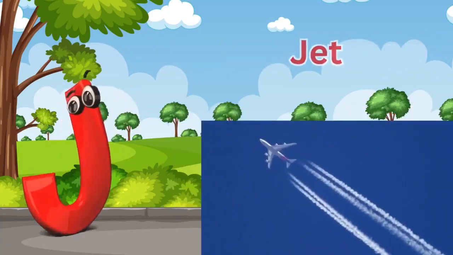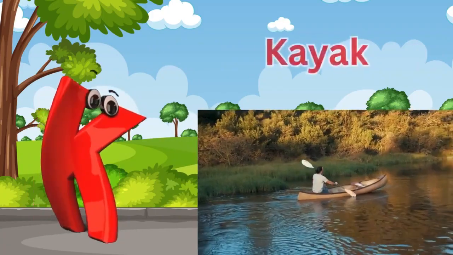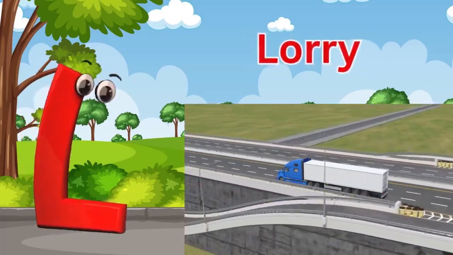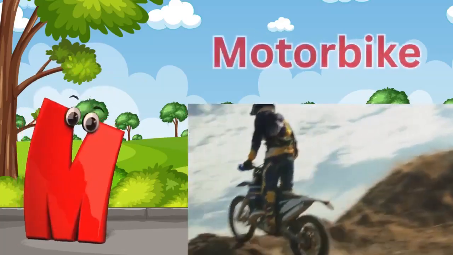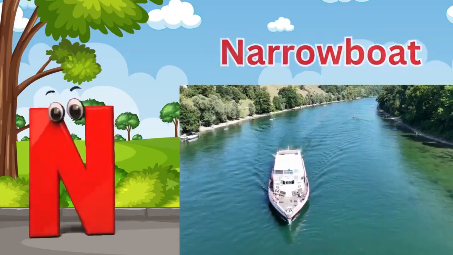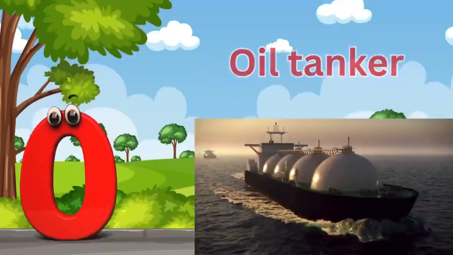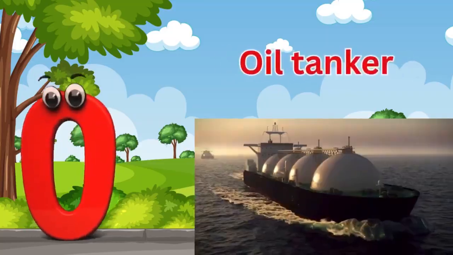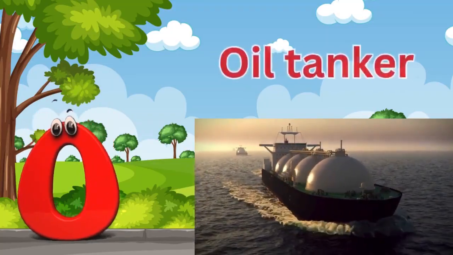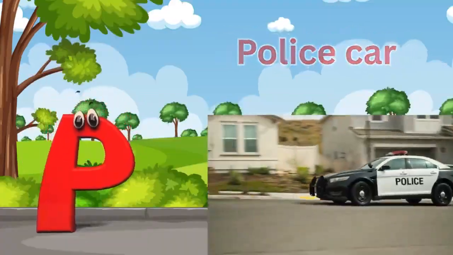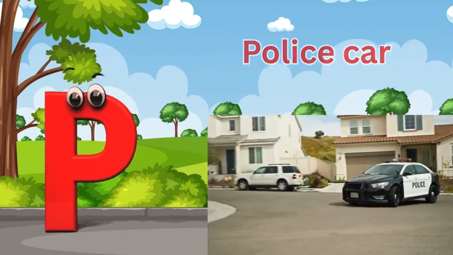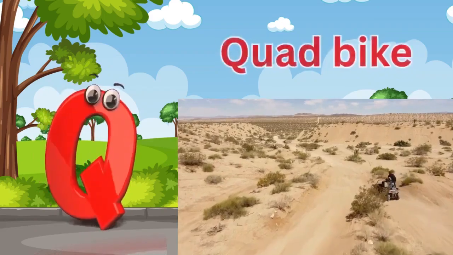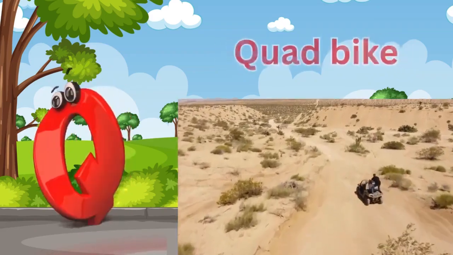J is for jet. K is for kayak. L is for lorry. M is for motorbike. N is for narrowboat. O is for oil tanker. P is for police car. Q is for quad bike.